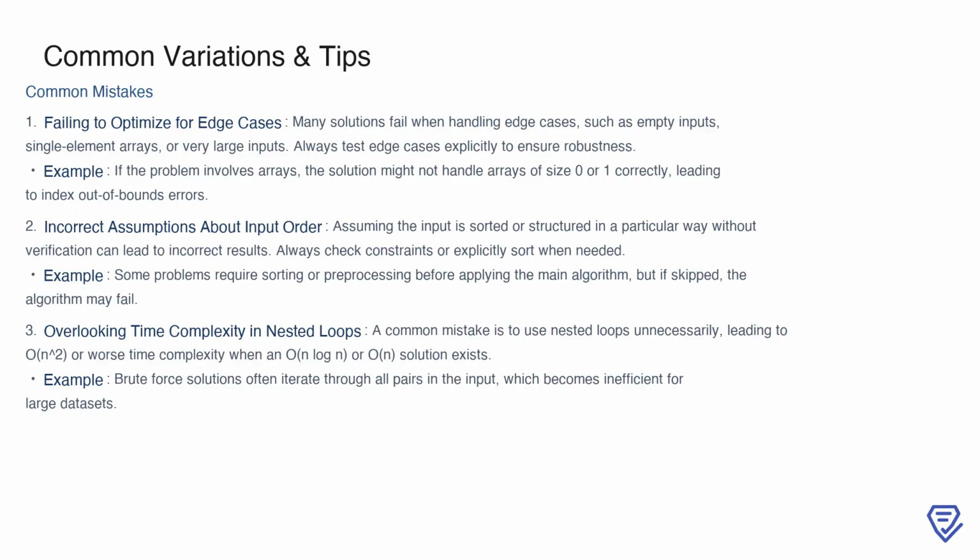Next, making incorrect assumptions about input order can also lead to errors. For example, if you assume the input is already sorted but it's not, your algorithm might fail. Always verify constraints or explicitly sort the data when necessary. Finally, overlooking time complexity in nested loops can result in inefficient solutions. Using brute force, like iterating through all pairs in the input, might work for small datasets, but it becomes impractical for larger ones. Instead, look for ways to optimize to O(n log n), or even O(n) complexity wherever possible.